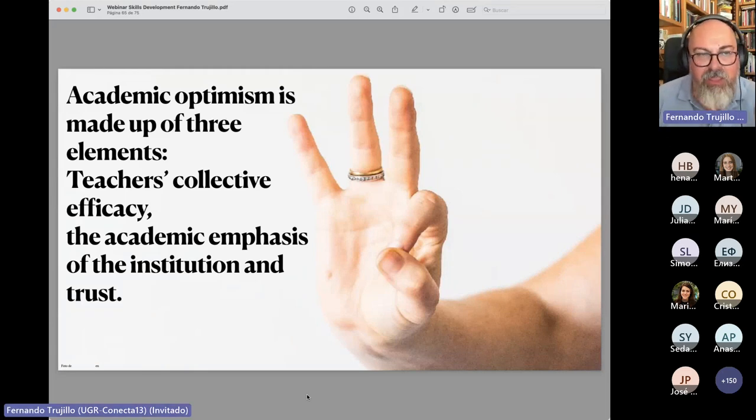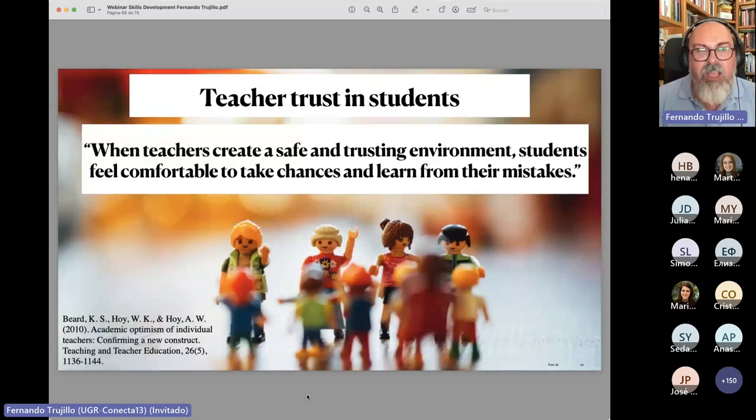And let me start with trust, because in fact, trust is the moderator. In research terms, a moderator is a factor which may raise or put down the other two factors. And trust is the moderator in academic optimism.